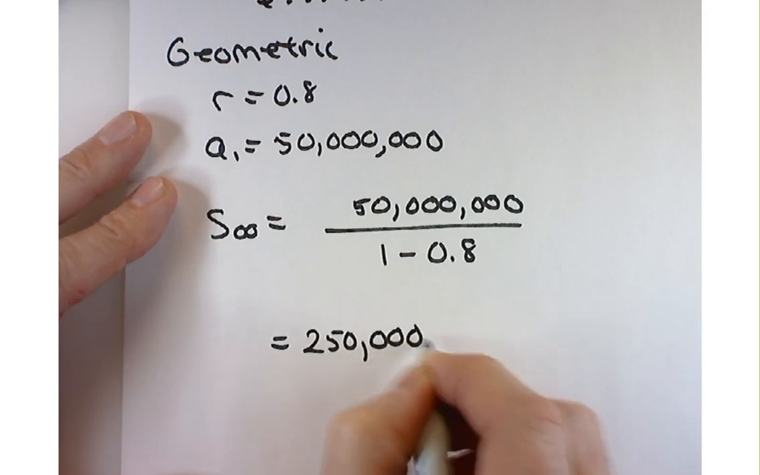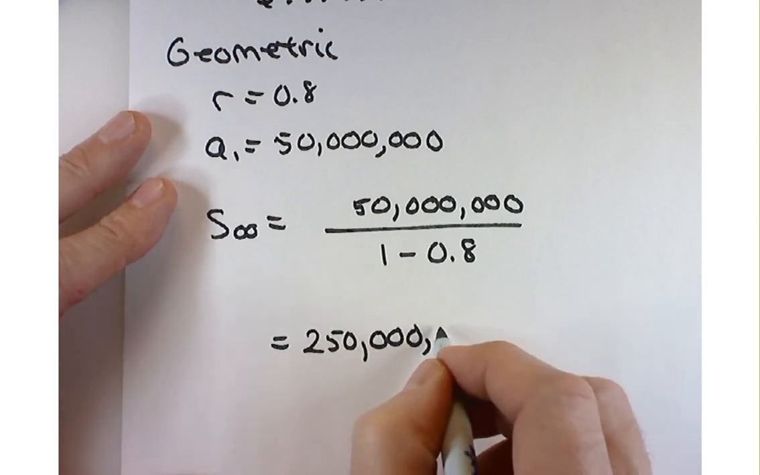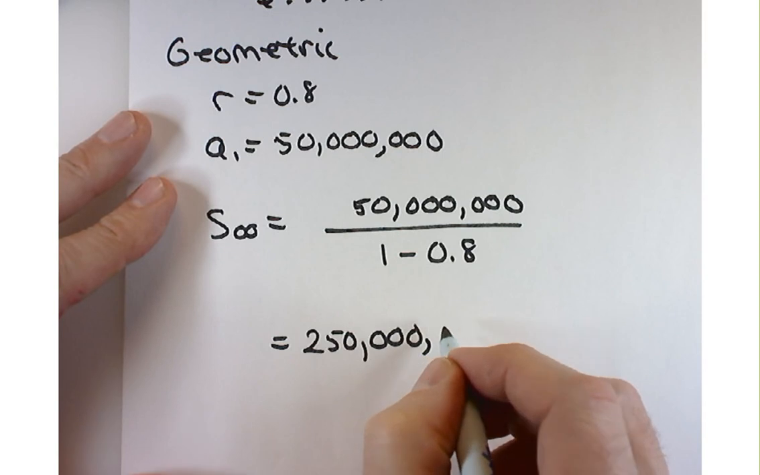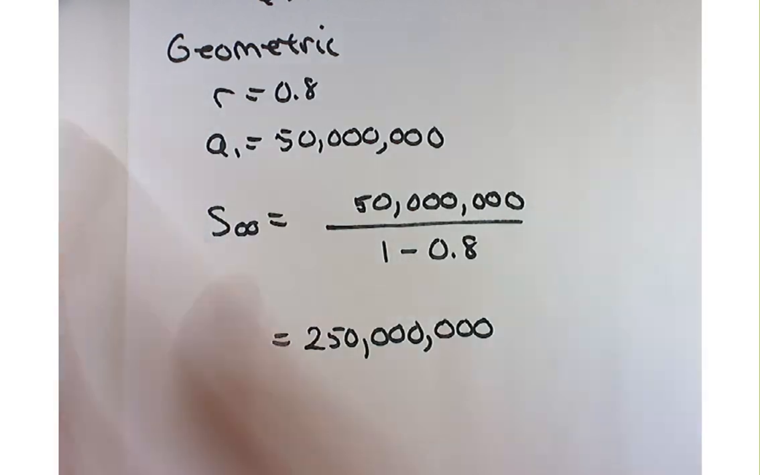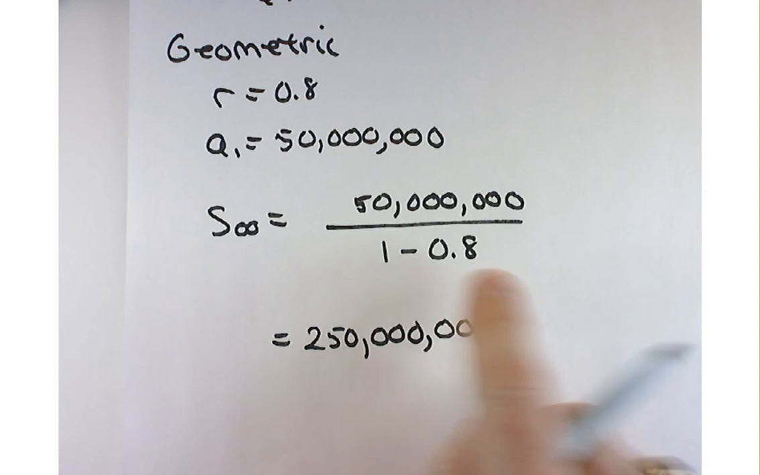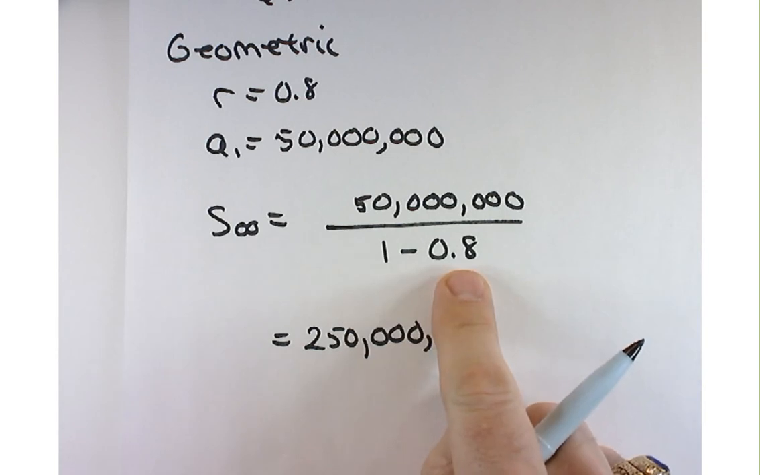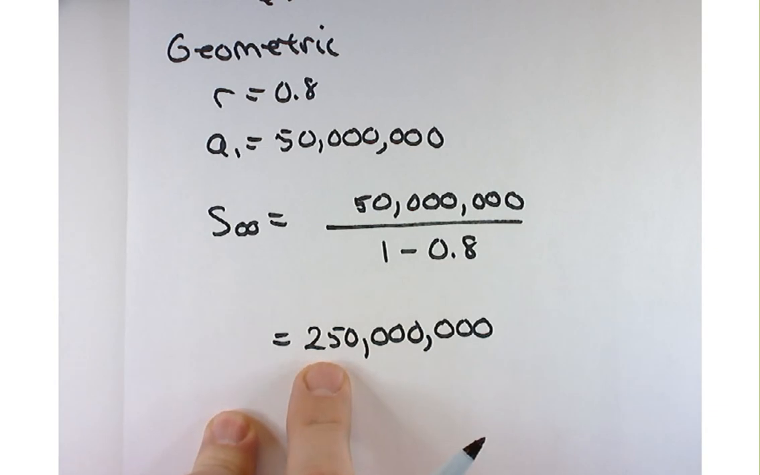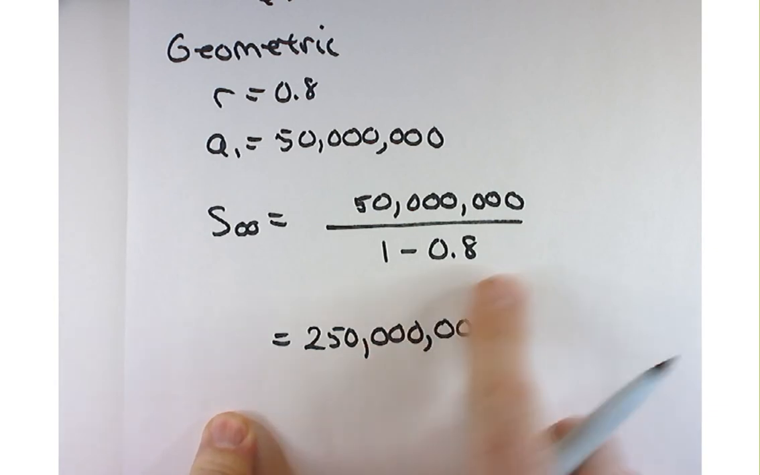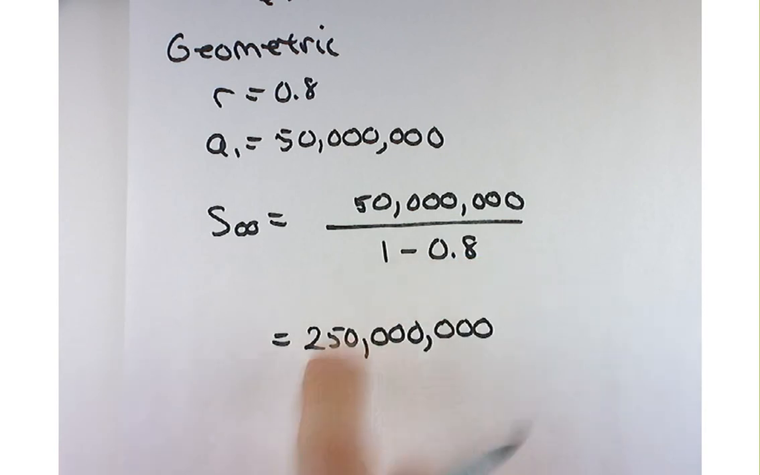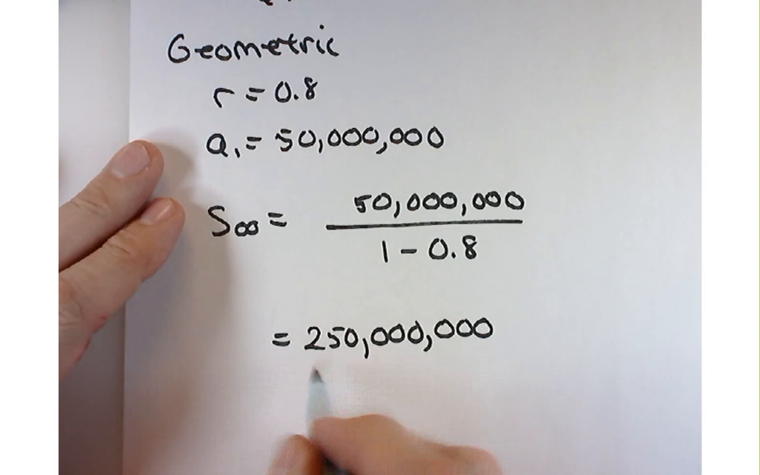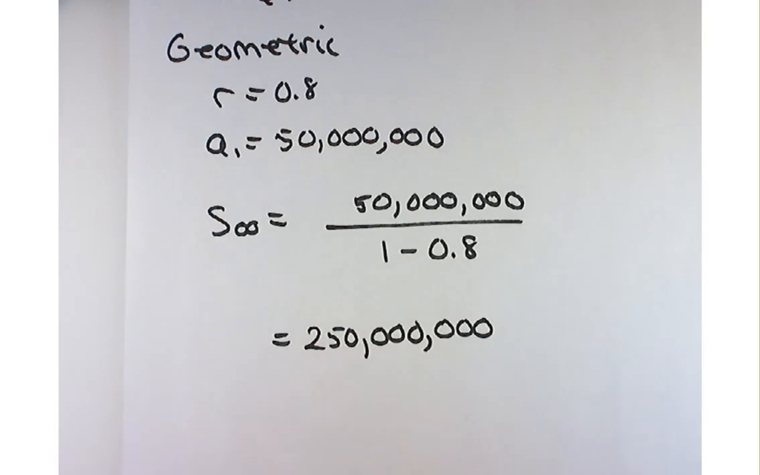What are you getting? $250 million. Wow, that's starting to be pretty impressively large. Now, if you assume that this number is 0.9 as opposed to 0.8, then this number would have been 500 million. Depending on the value you use for R, this can be bigger or smaller, but it has a big impact.